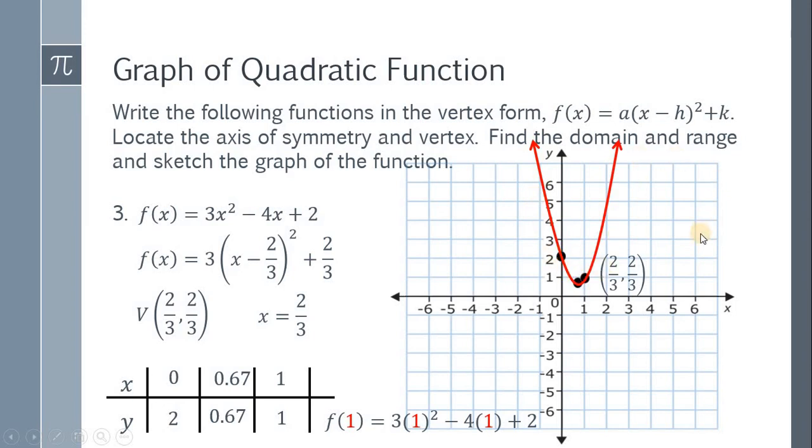This is our parabola. Now, the domain must be, again, negative infinity to positive infinity, or in words, all real numbers. While our range starts at the value of k. What is the value of our k? 2 over 3. So, 2 over 3 to positive infinity. And the 2 over 3 is bracketed because it is counted. Now, in words, our range is the set of all real numbers greater than or equal to 2 over 3. And we're done.